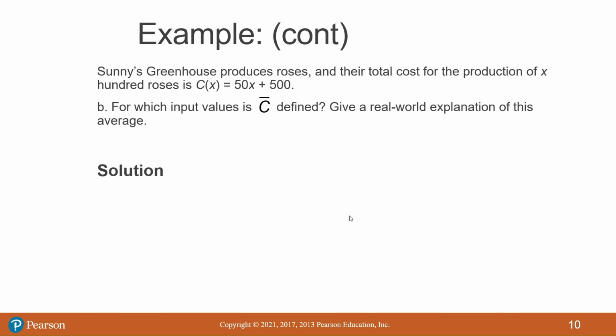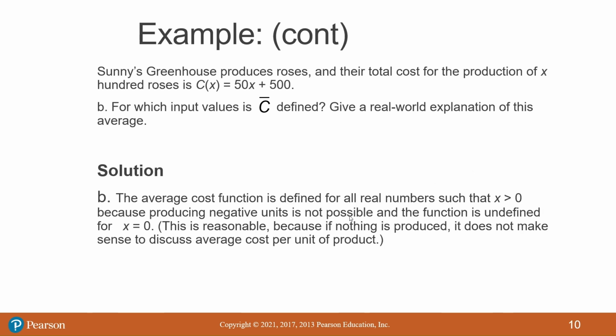Now, once we have that, it says, for what input values is C bar defined? Give a real-world explanation of this average. The average cost function is defined for all real numbers such that x is greater than 0, because we're producing roses here. It's not going to make sense to produce a negative number of roses. So x here has to be greater than 0.